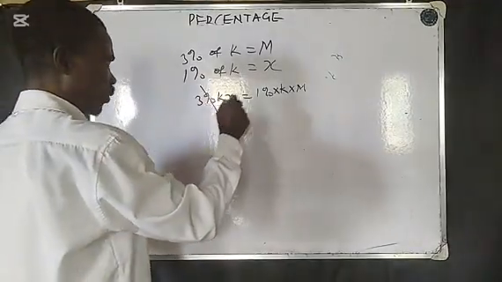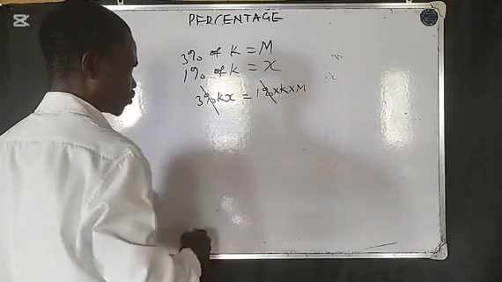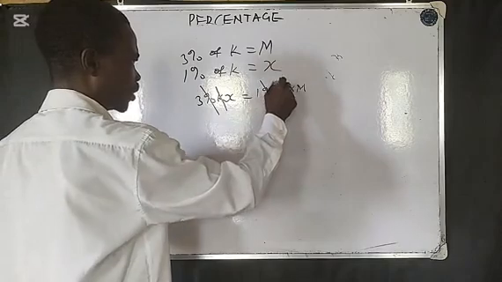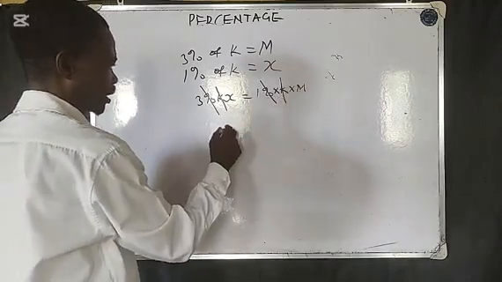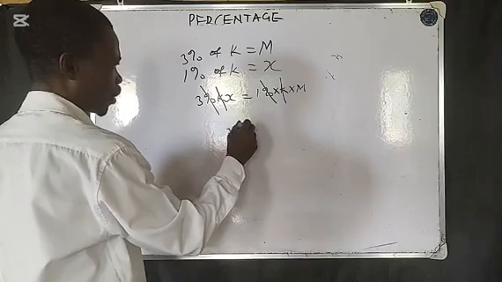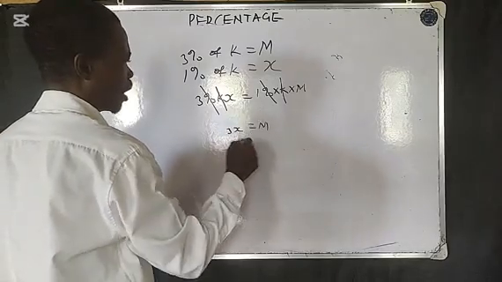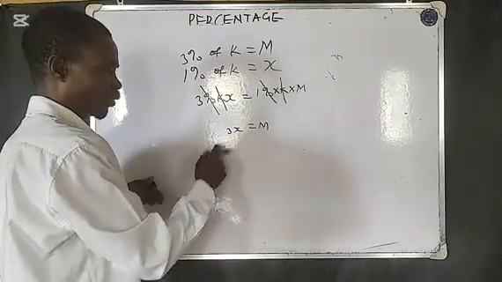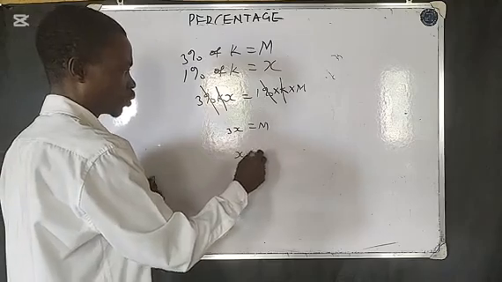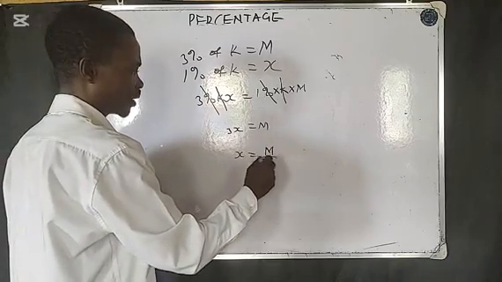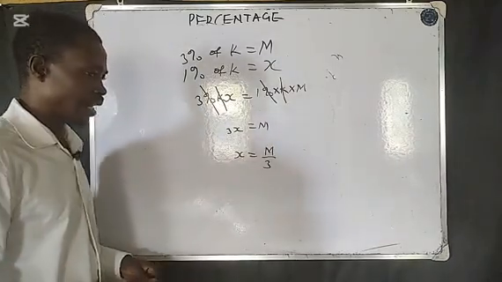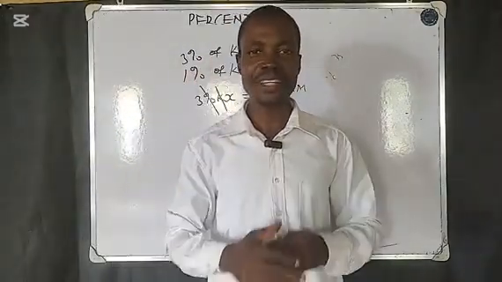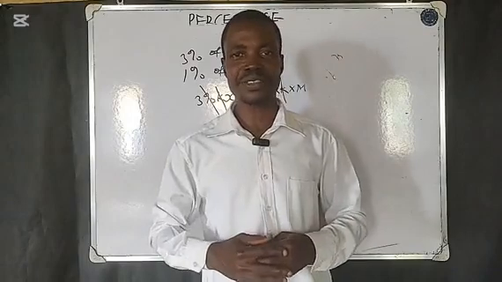The percent on this side, we cancel the percent on this side. The K on this side, we cancel the K on this side. We are left with 3X equals M. Remember, we are looking for X. Divide both sides by the coefficient of X. So X is equal to M over 3. This is the final answer. This is our introduction to percentage. I believe the concept of percentage is clear to you.